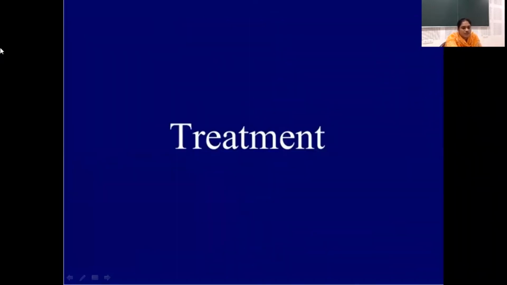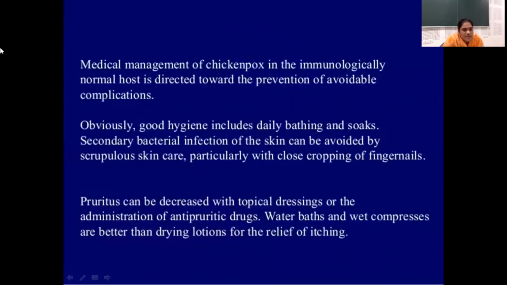Now we will discuss the treatment of both chickenpox and herpes zoster. Medical management of chickenpox in the immunologically normal host is directed towards the prevention of avoidable complications, like secondary bacterial superinfections. Those should be avoided by giving proper antibiotics.